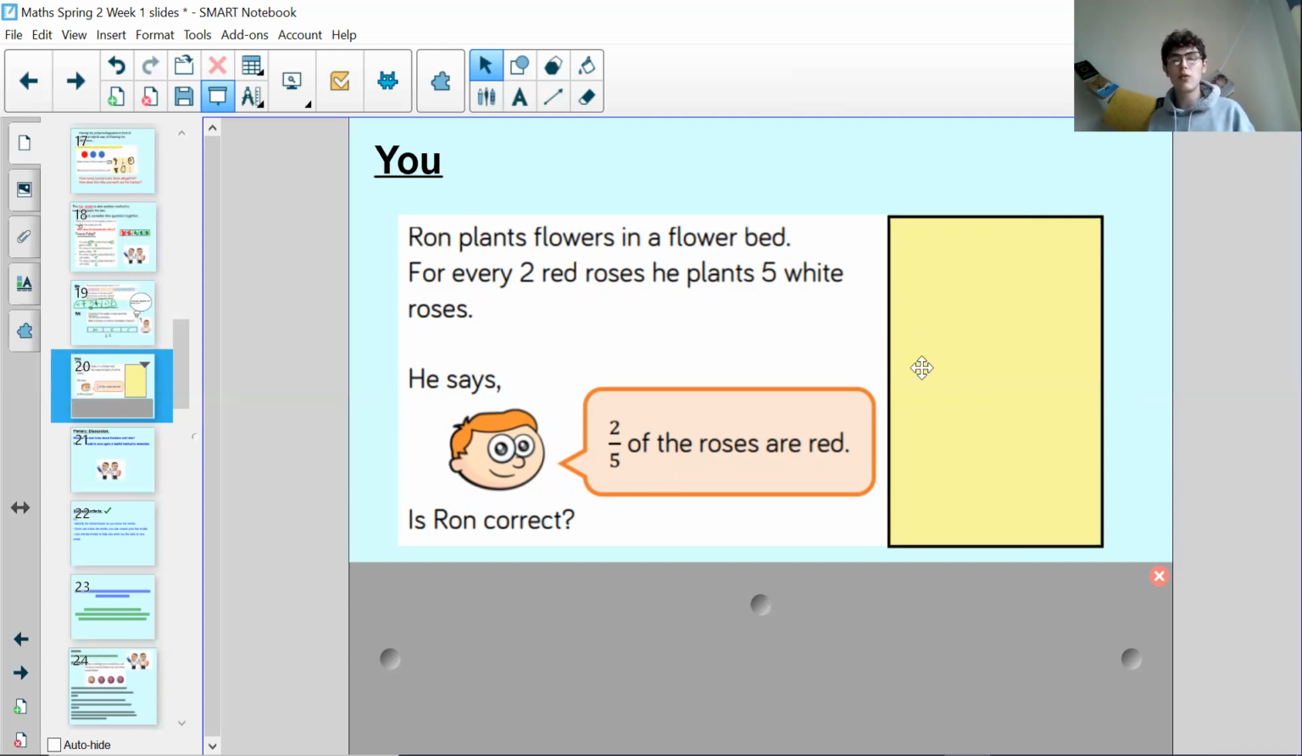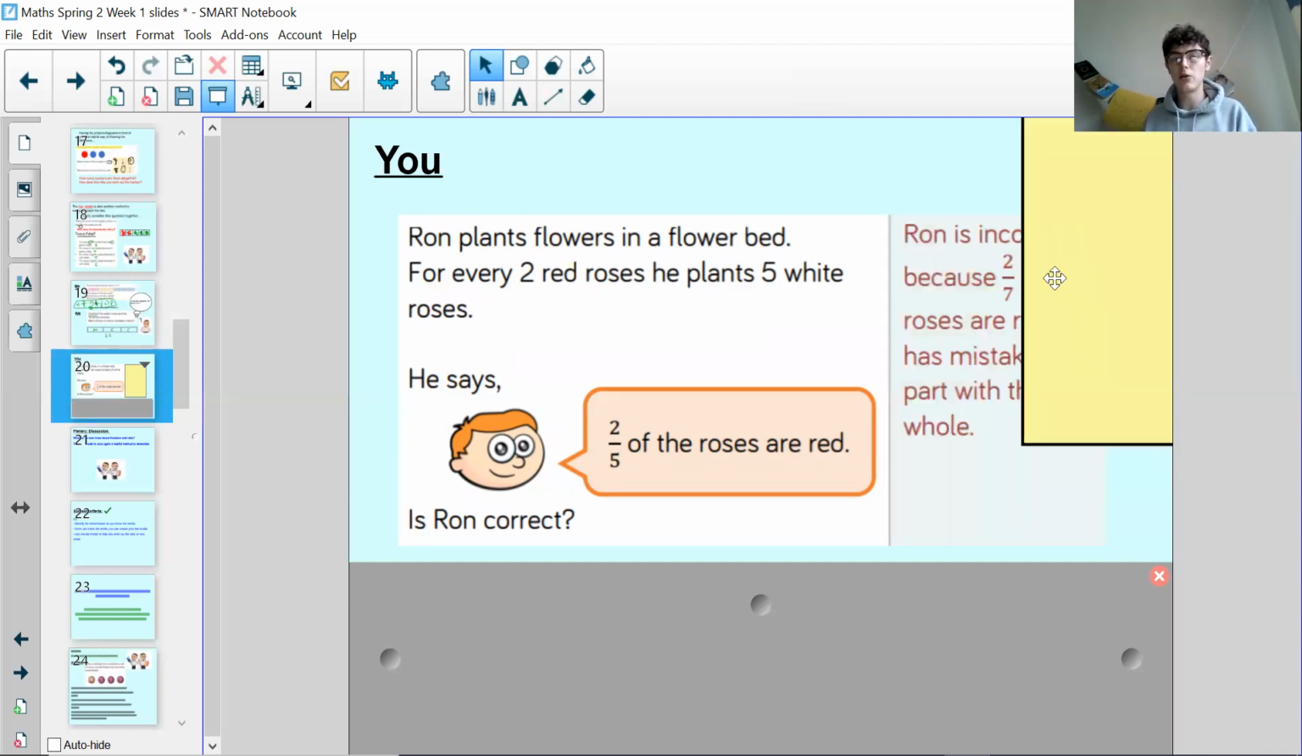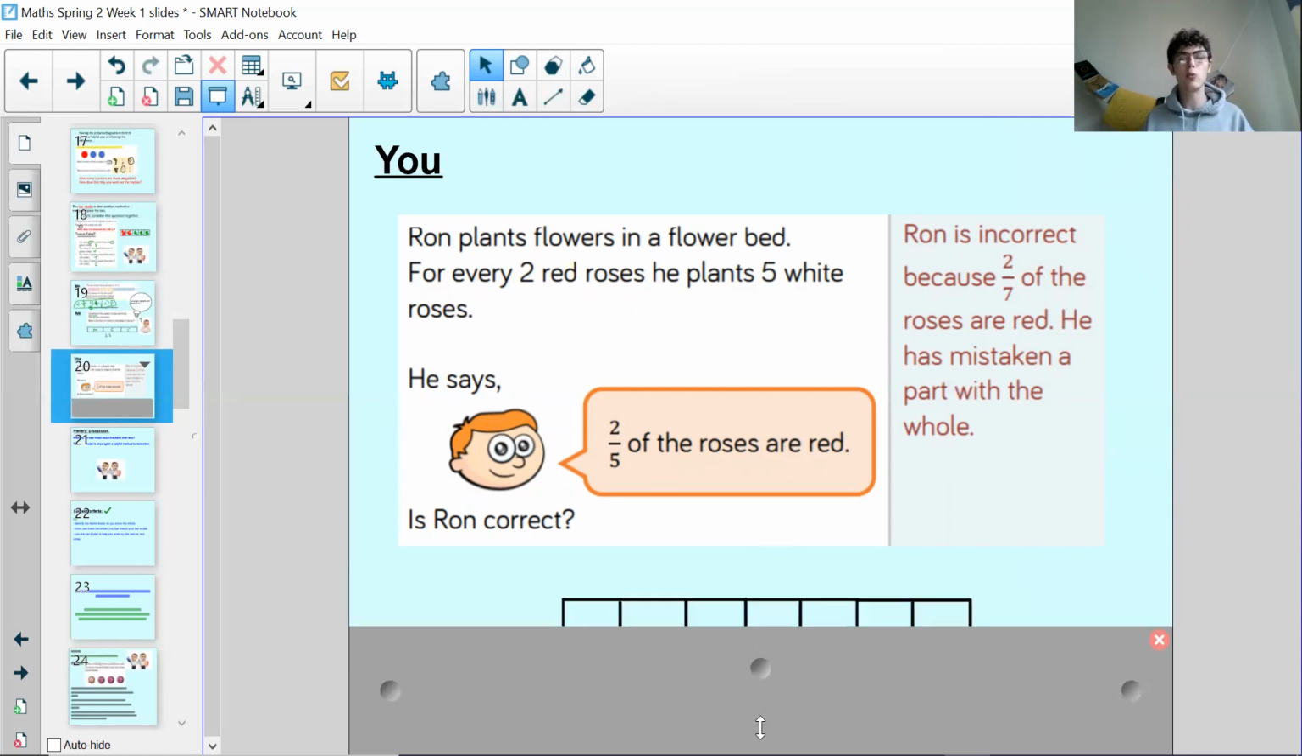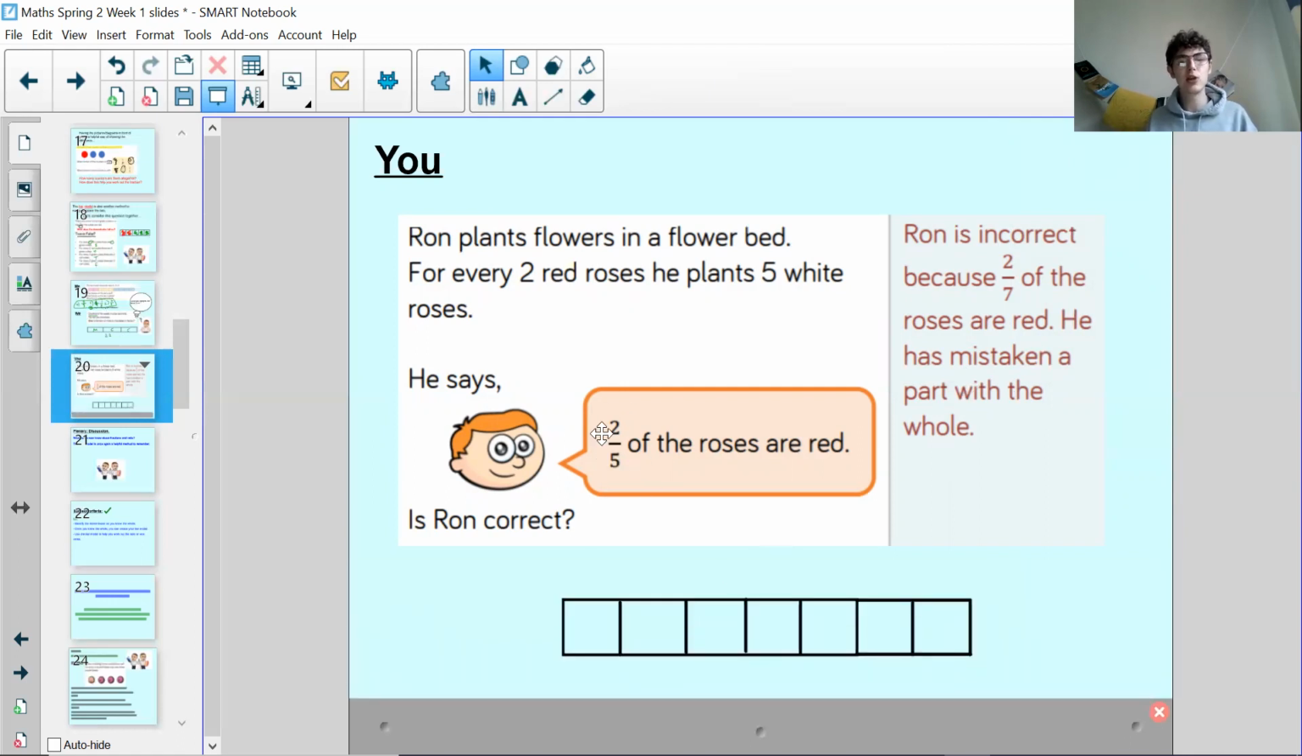Okay, well done. I'll reveal the answer to you now, okay? So I'll just straight up delete that. So Ron is incorrect because 2/7 of the roses are red. He has mistaken a part with the whole, okay? So he's put 2/5 of the roses are red. And by saying that, he said that his denominator, the total, is 5. When in reality, we know that Ron's planted for every 2 red roses, he's planted 5 white roses, which gives us a total of 7, which is why I split my bar model into 7.